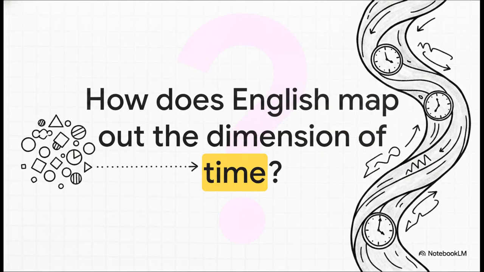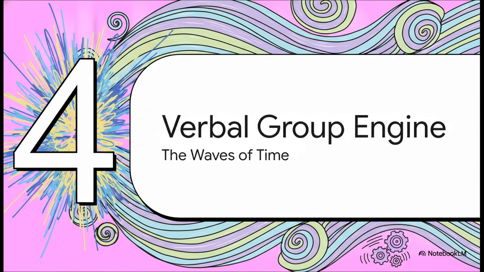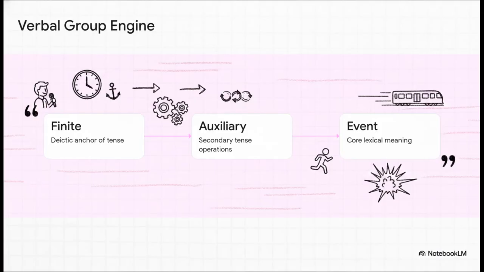Let's pause and pivot for a second. If nominal groups, our nouns, are the dense particles mapping out space and physical matter, how exactly does English map out the dimension of time? That brings us to part 4, the verbal group engine, the waves of time. Here, we're shifting our focus from static, physical entities to dynamic, temporal energy.